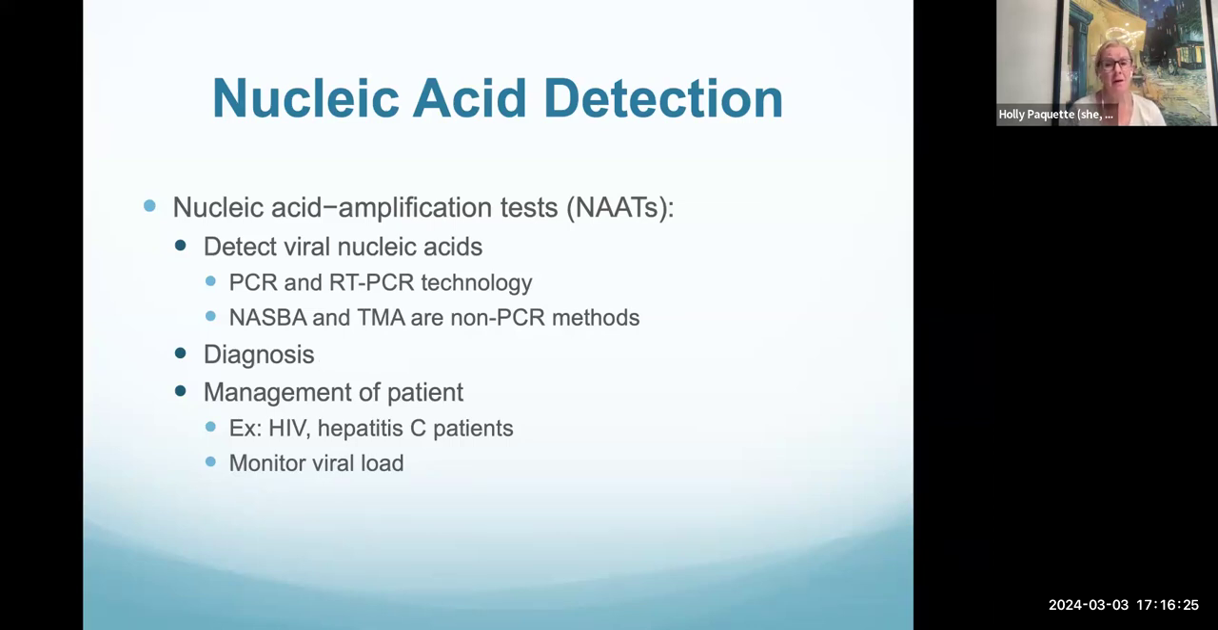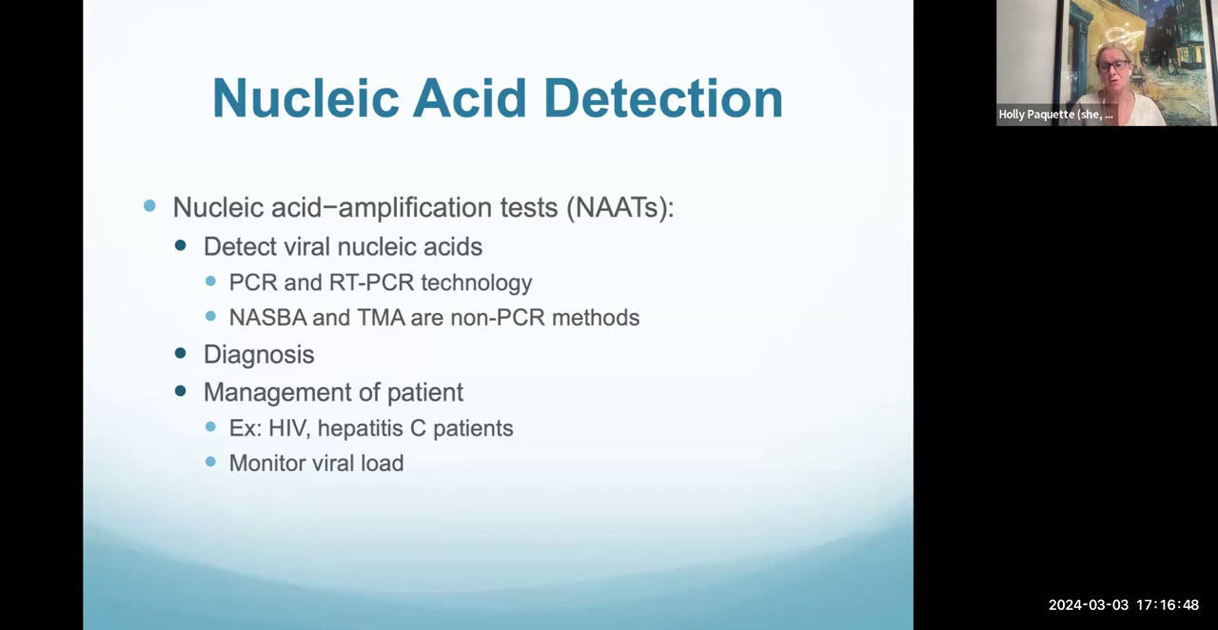We can have a very small sample and still get a result because it's so good at being able to detect that. It's also, besides diagnosis, used to manage patients. So we use PCR to look at HIV or hepatitis C patients to detect how much of the virus is circulating in their body and to monitor how high the viral load is.